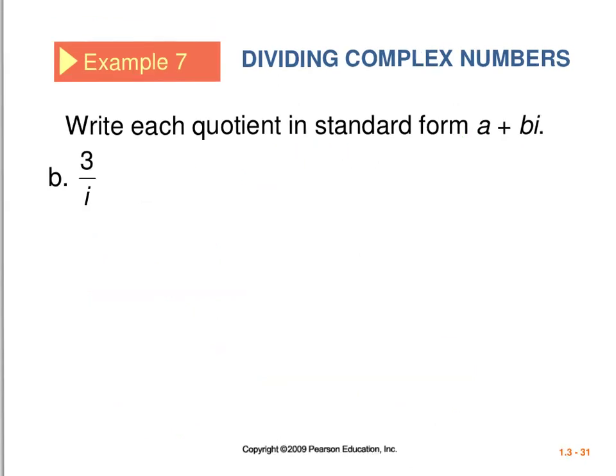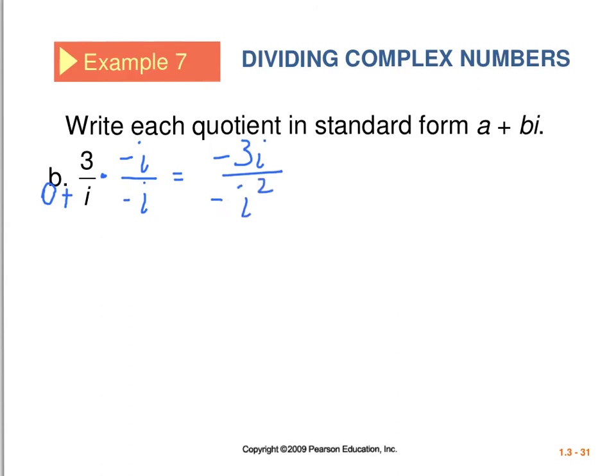Alright, this will be our last example. And it says, write the quotient in standard form. So to get rid of the i on the bottom, I'm going to multiply by its conjugate. Now since there's no number in front of here, I could write this as 0 plus i. Then I'm just going to change the symbol, so multiply by negative i over negative i, which gives me negative 3i divided by negative i squared.